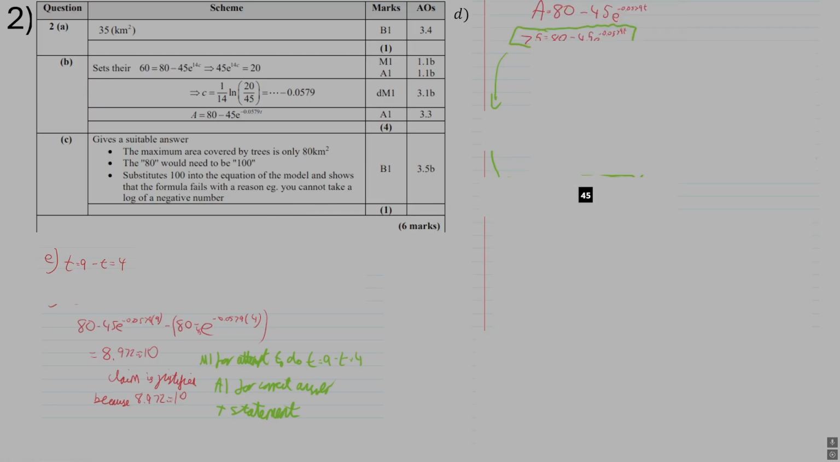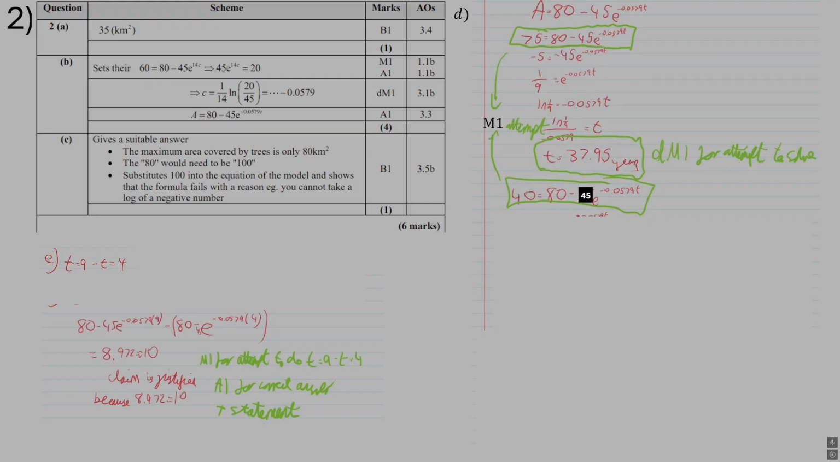Alright, for this next part, you get a method mark for just an attempt to solve either one of the values that were given. Just for an attempt to solve any of the values that were given. You get another method mark for attempting to solve this, and then if you get the right answer, then great. You can get the accuracy marks later.